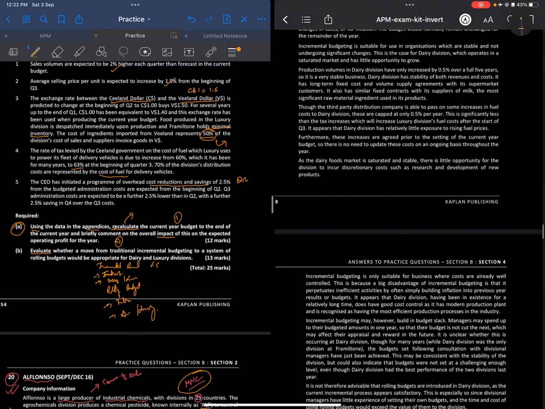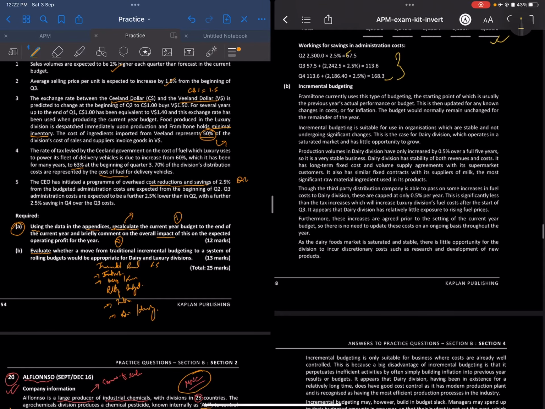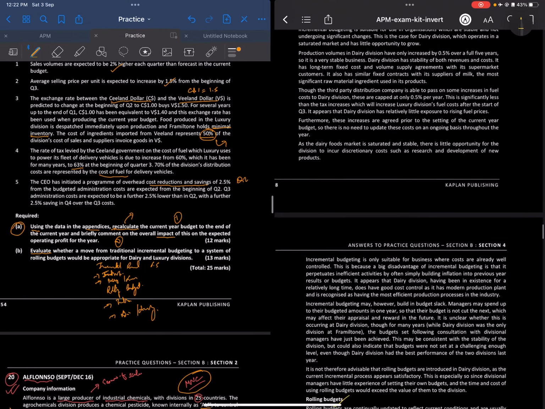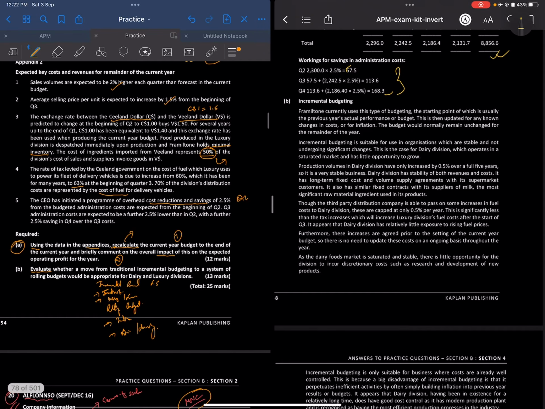So it's a long thing that they have written down, right? So 1 2 3 4 5 6 7 8. Okay, so Framiltone uses this type of budgeting. The starting point is usually the previous year's performance budget. So this is updated for any known changes in cost or for inflation, and remains unchanged for the remainder of the period. So incremental budgeting, as I mentioned, is very useful in a stable market or an organization which is not going through significant changes.